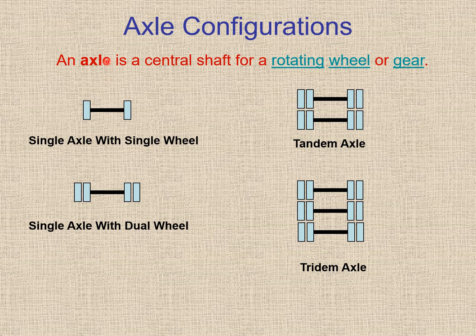Now let's see axle configurations. An axle is a central shaft for a rotating wheel or gear. In this regard, we have different axle configurations. You can see single axle with single wheel, single axle with dual wheels. If you have this type of arrangement, this is called a tandem axle. And if you have an arrangement like this, this is called a tridem axle.